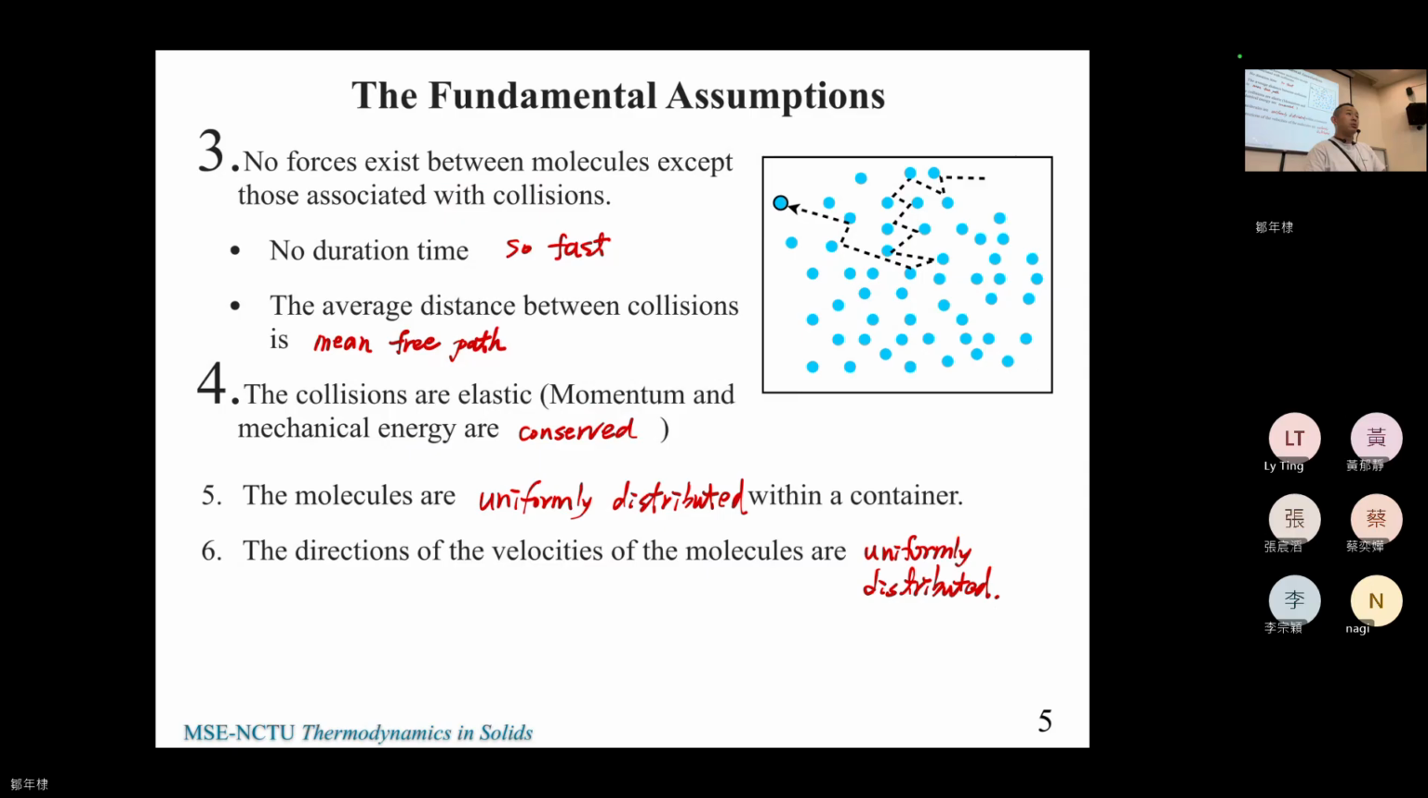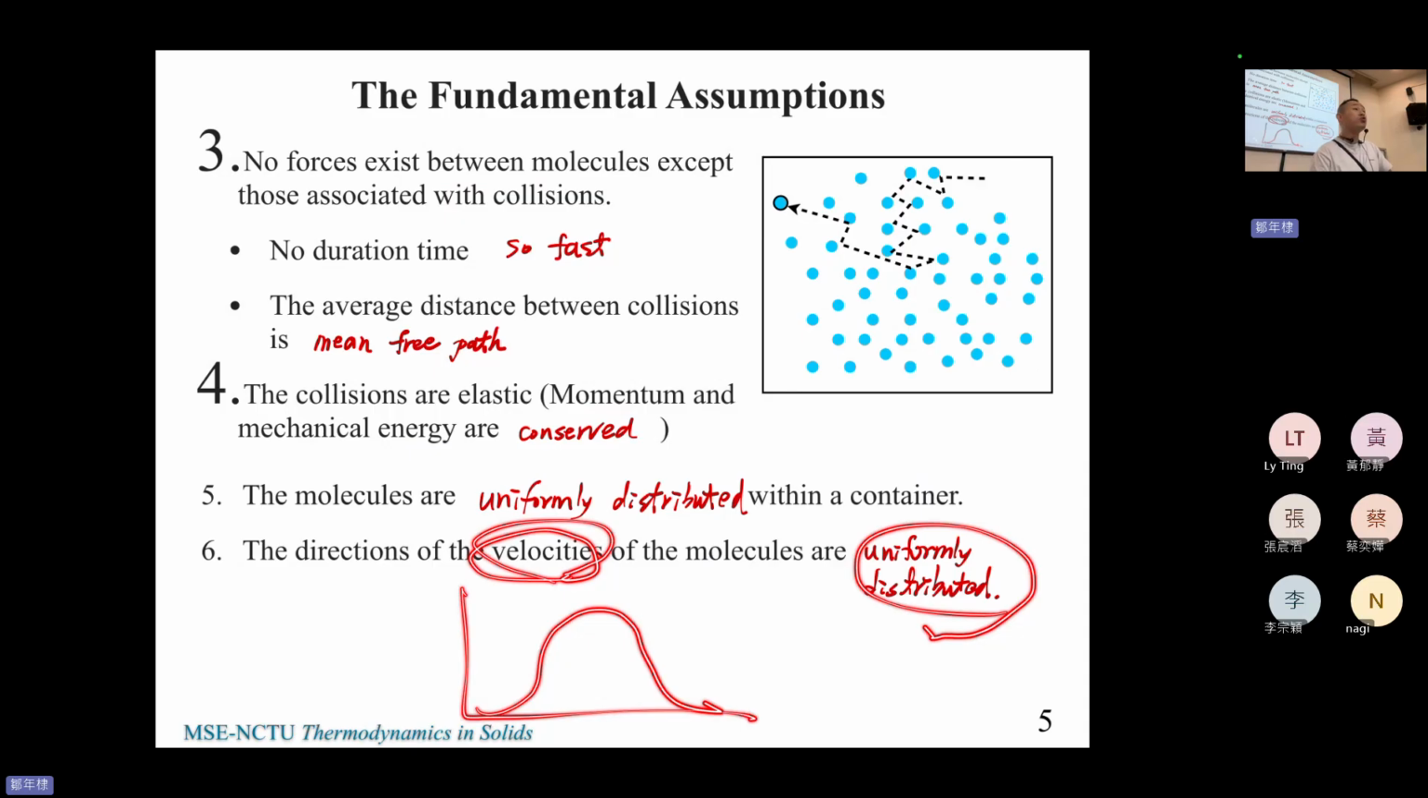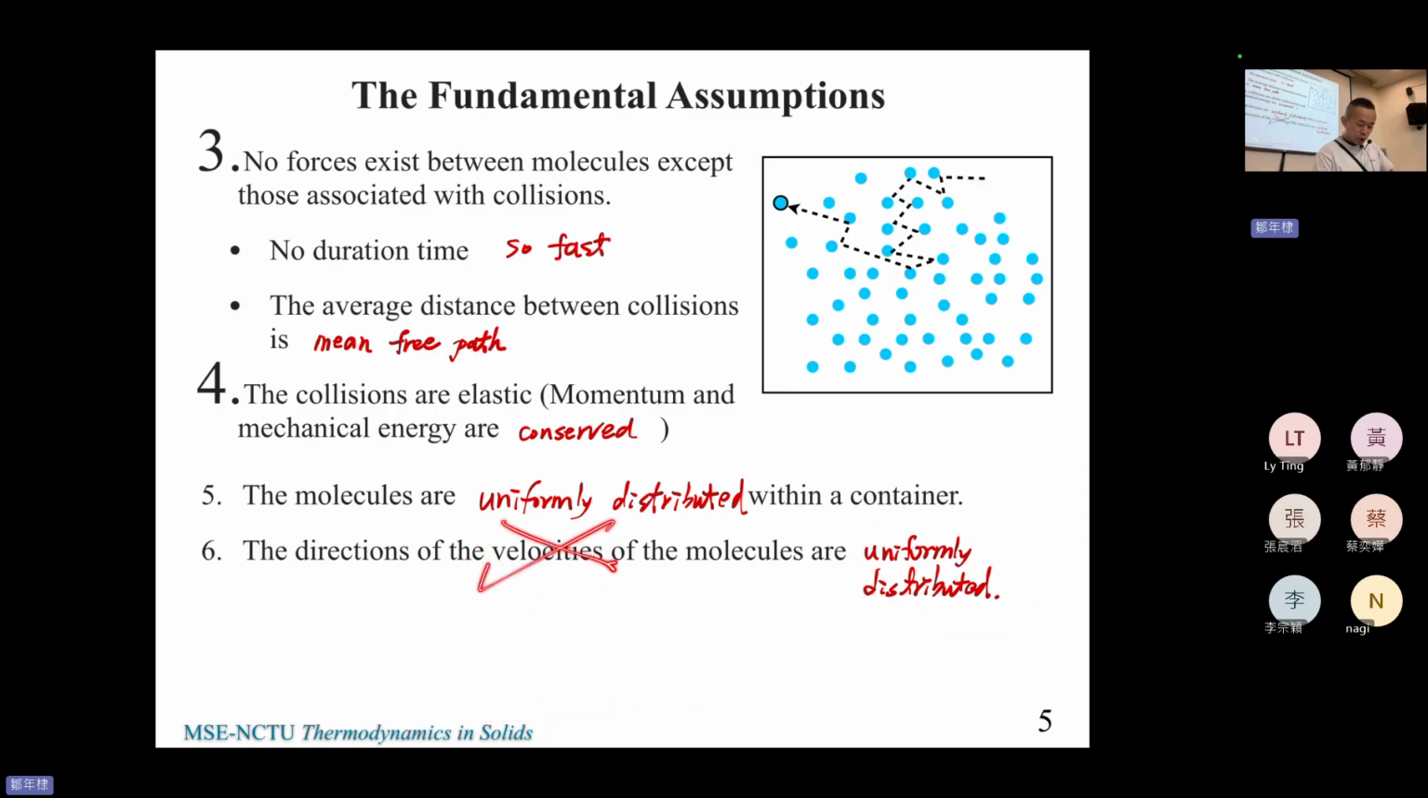Notice that here the direction of velocity is uniformly distributed. You see, direction of velocity. We didn't say velocity is uniformly distributed. Velocity actually obeys a normal distribution. So velocity is not uniformly distributed, but direction is. So you need to be really careful.